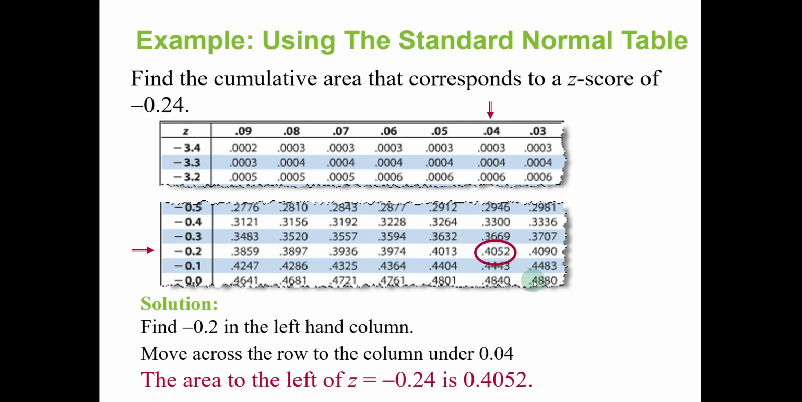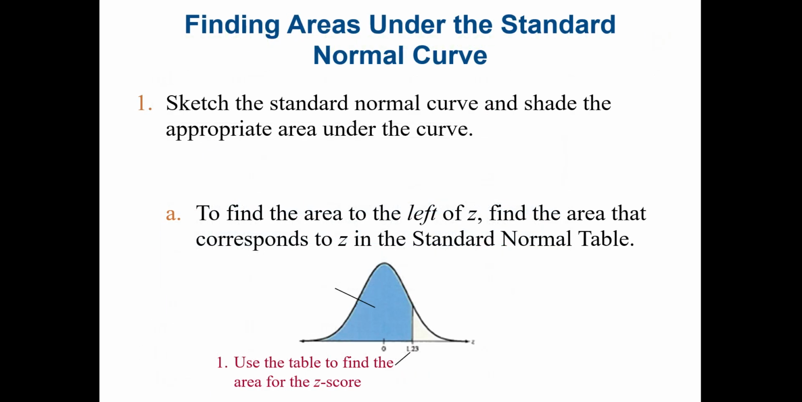We will see that if you want to compute the area to the right, you simply need to do 1 minus the value you obtain here, and it will give you the area to the right. Now let's take those examples.